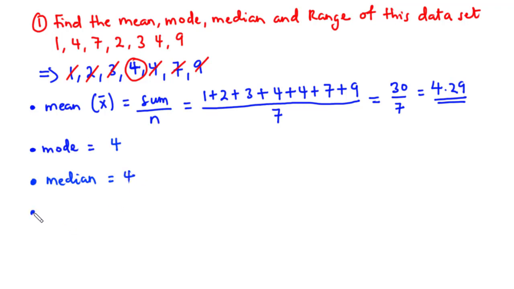Now let's find the range. The range is the difference between the highest value and the least value. Now for this data set, the highest value is 9 and the least value is 1. So the range is 8. So that's very simple. Let's try another example.